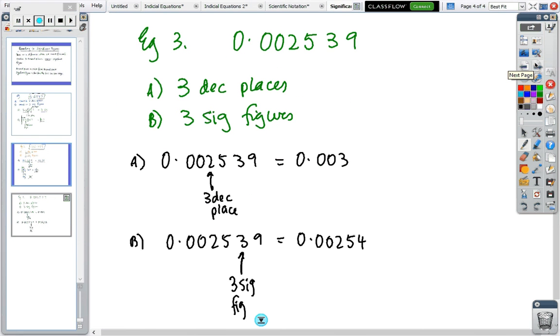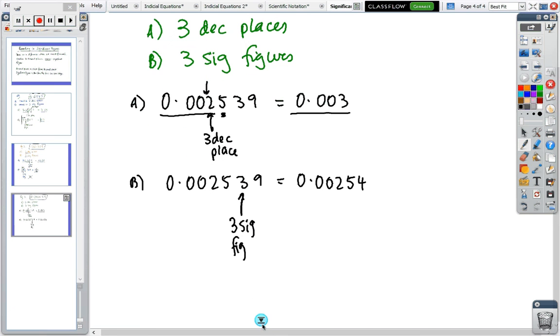Another example. Okay, so this time I've got a small number. So I want 3 decimal places and 3 significant figures. So 0.002, the third decimal place is the 2. So then I look at the 5, and 5 means I round up, so I've got 0.003.